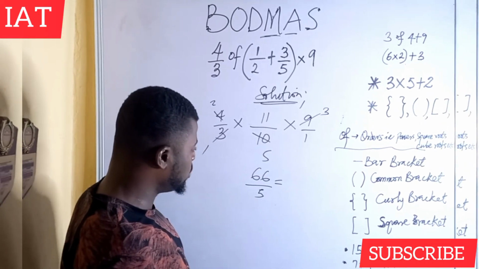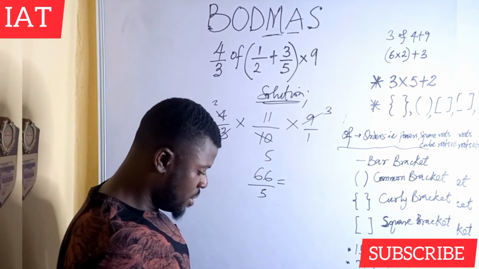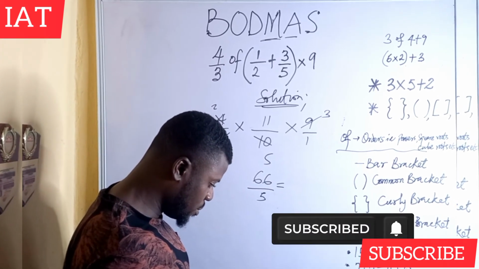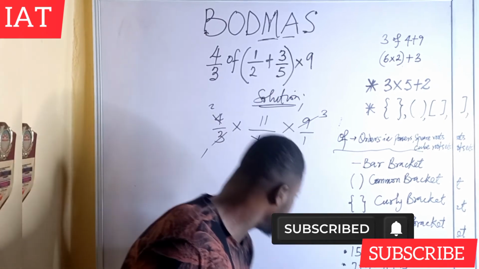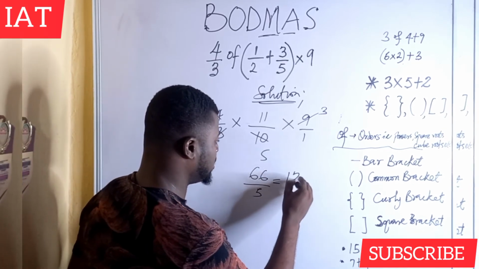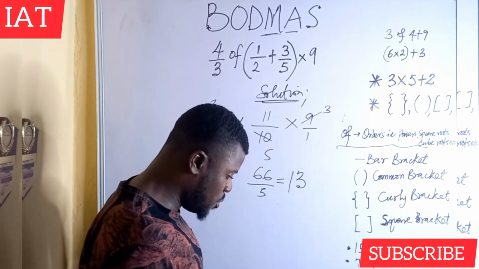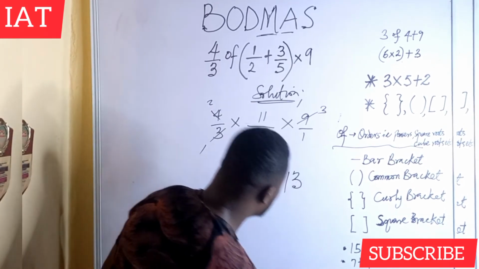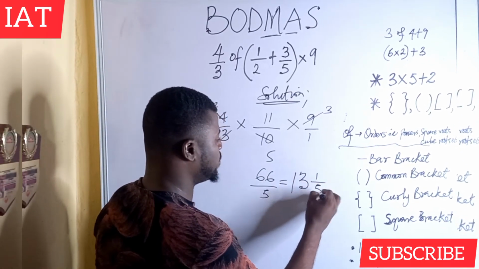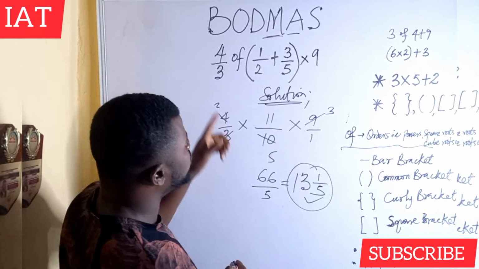We say that if 5 goes into 66, you can do that quickly using the calculator to save time. 66 divided by 5, that would give us 13.2. That means 5 can go into 66 13 times. So we have 13 times. So if we have 13 multiplied by 5, what will be the result? That is 65. So that means how many numbers will be added to make it 66? That is 1. So we have 1 over 5. This is what we call the mixed fraction, and this appears to be the solution to this problem.